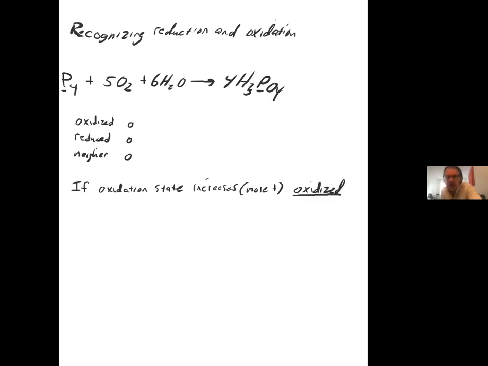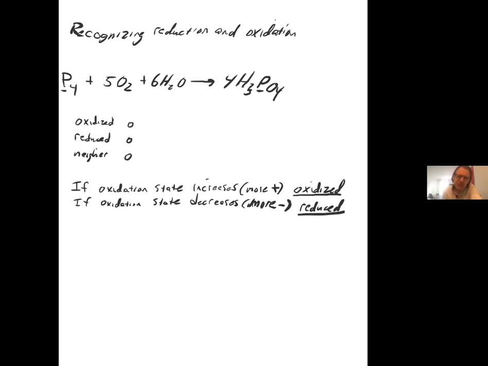Okay, so if the oxidation state of the phosphorus goes up, meaning it gets more positive, then we would say the phosphorus was oxidized. If the oxidation state decreases, in other words, it becomes less positive or more negative. Less positive is the same as more negative, right? So more negative, then it's reduced.